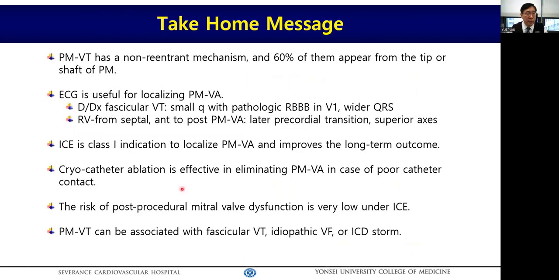So in conclusion, ladies and gentlemen, PAP ventricular arrhythmia has a non-reentrant mechanism, and 60% of them arise from the tip or shaft of the papillary muscle. ECG is useful for localizing papillary muscle ventricular arrhythmia, and the differential diagnosis from fascicular VT is important. A small Q wave, a pathological-shaped RBBB in V1, and a wider QRS are useful to differentiate. And for RV papillary muscle VT, from septal anterior to posterior PAP, those show later precordial transition and superior axis. And intracardiac echocardiogram is a class 1 indication to localize PAP ventricular arrhythmia and improve the long-term outcome.